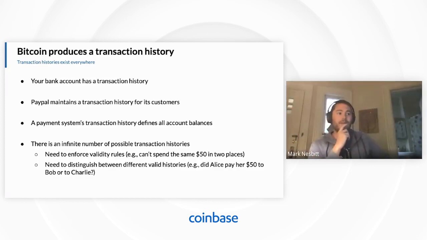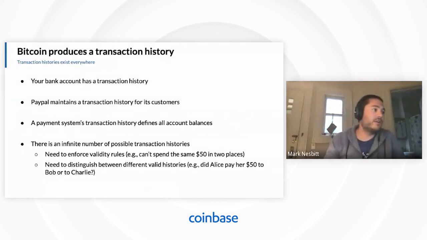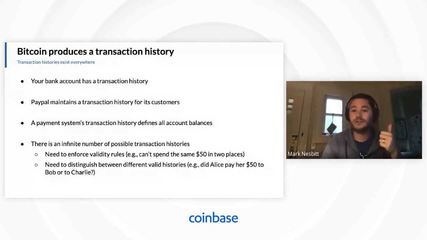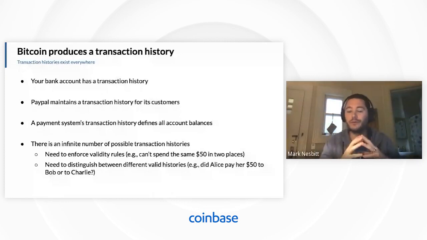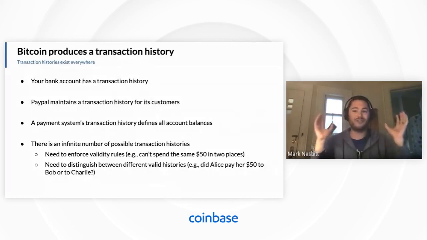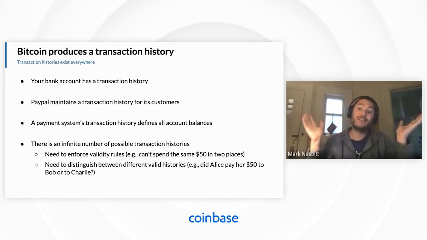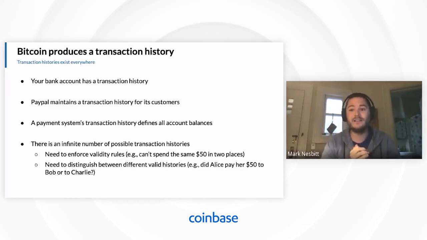Here's an interesting point that I'm going to come back to later, but it's worth realizing now. There is an infinite number of possible transaction histories within any sort of system that's tracking transactions. And there are different scopes to this. There's the validity of a transaction history. So you have to enforce certain validity rules. So if you imagine invalid transaction histories where the same $50 was spent in two places, we could consider that a transaction history that's invalid. And so a subset of those would be the ones that are valid.